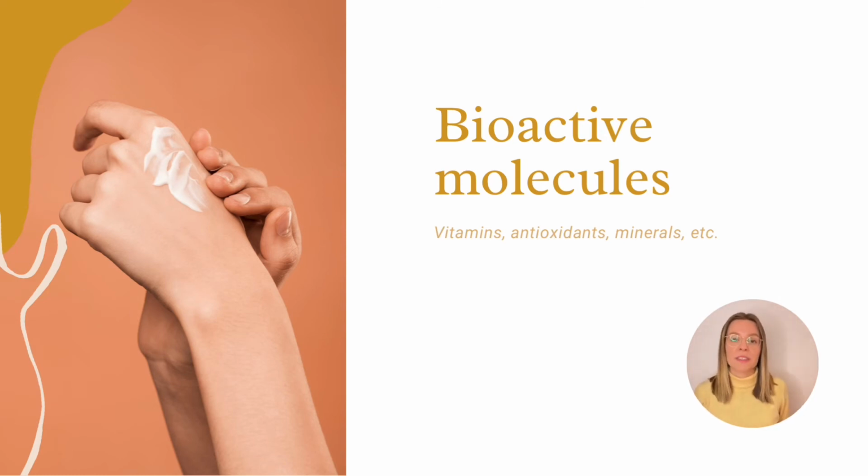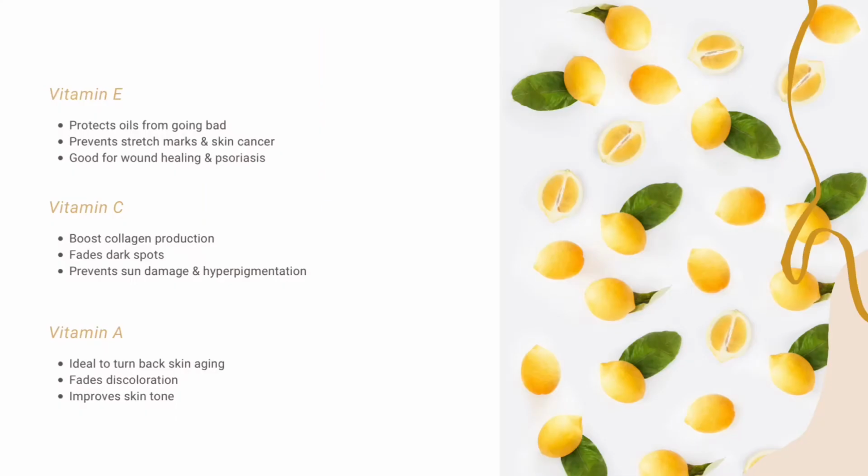And the third and last thing that you should look out for when choosing your oil are the bioactive molecules. Oils next to the fatty acid also exist of vitamins, minerals, antioxidants and other ingredients, and all those elements can really benefit your skin. So vitamin E, for example, is great at preventing skin cancer and healing psoriasis. You would want to choose an oil with higher amounts of vitamin C when you want to boost your collagen production or treat hyperpigmentation. And vitamin A is awesome when it comes to rewinding skin aging.